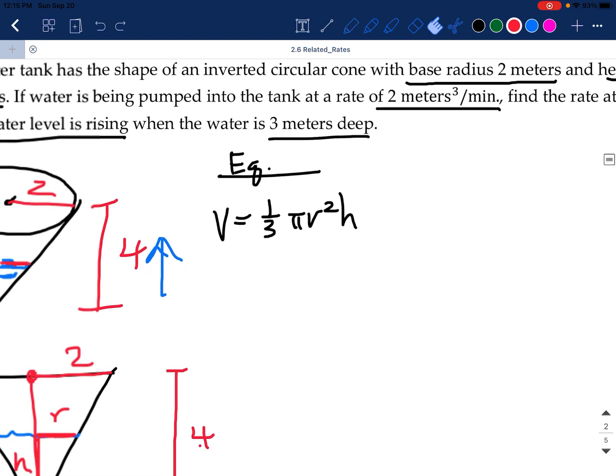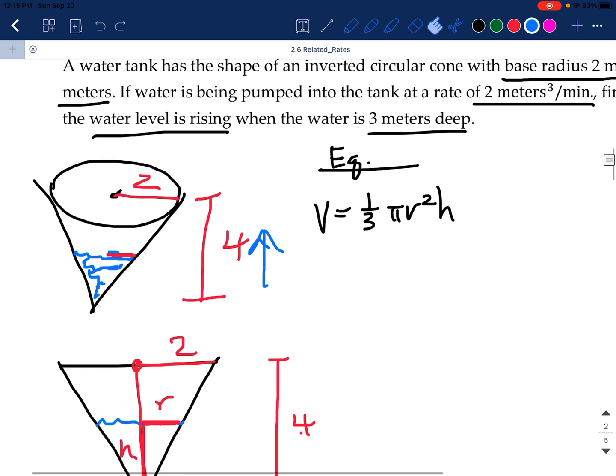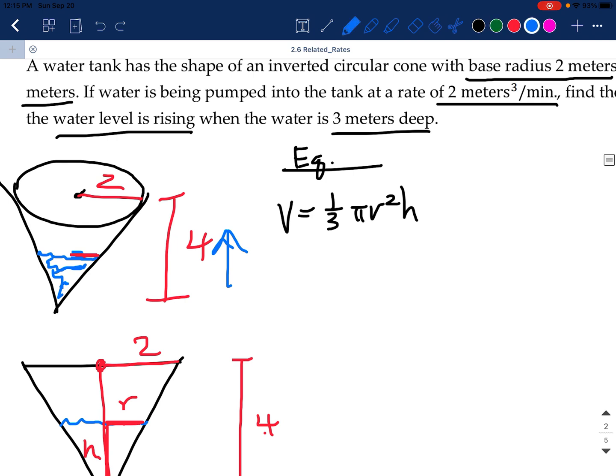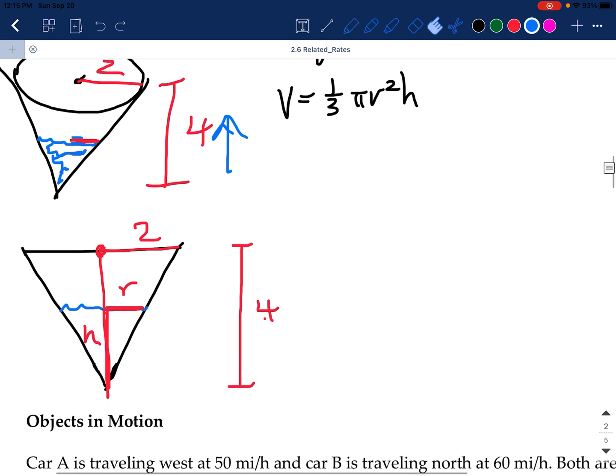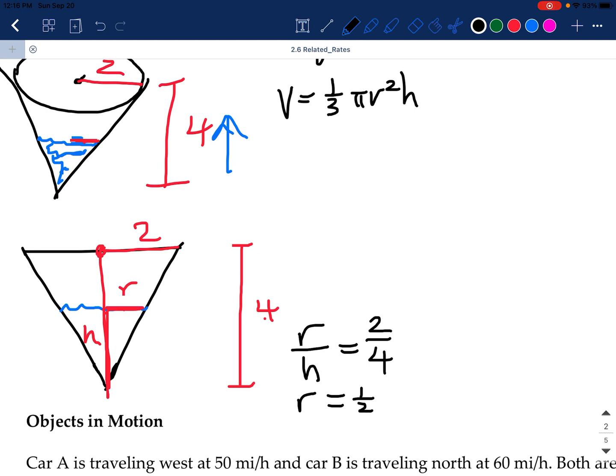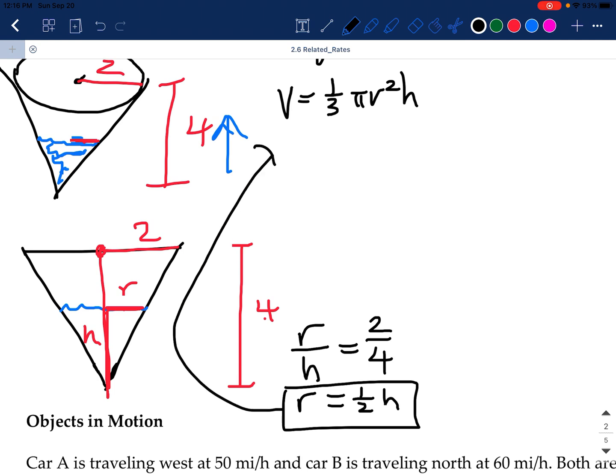And since we're interested in figuring out dh over dt, which is the rate at which the water level is rising, then I really want to substitute r out in terms of h. And we're going to do that using the geometric relationship below. So we'll make a note that r is to h as 2 is to 4, a proportional relationship, which means that r is equal to 1/2 h, obviously, right? The radius is half the height at every particular instance that we're at. And that's going to be key because I'm going to use that in my volume equation above.